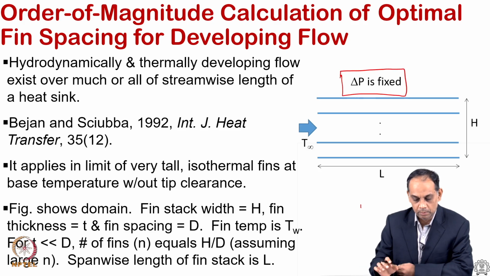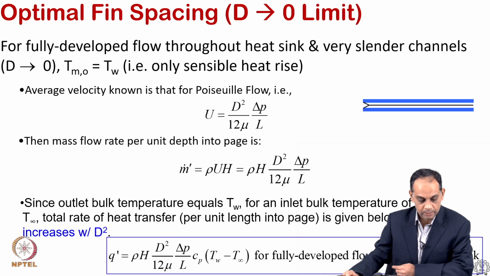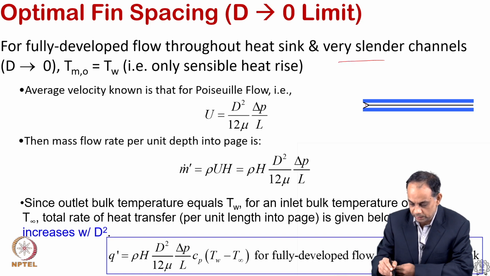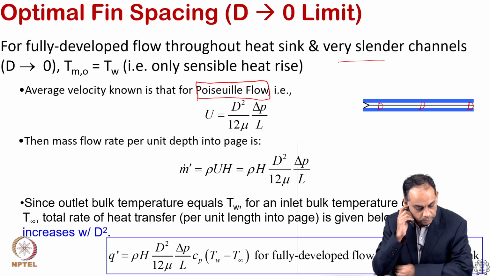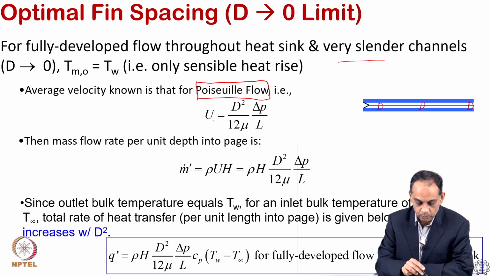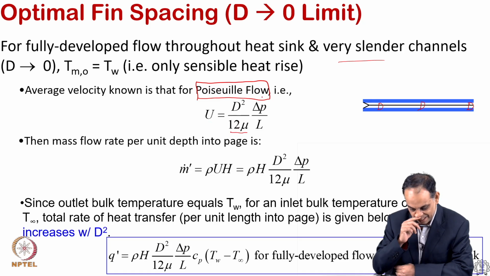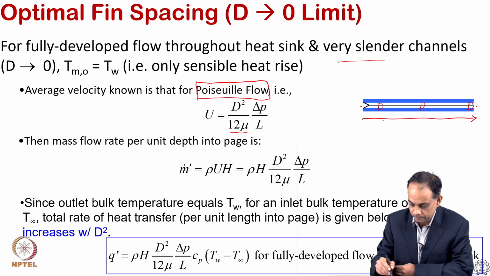We are going to develop the order of magnitude analysis for a fixed pressure drop constraint, and with that we start with the same idea that D tending to 0 is the limit of a very slender channel, that is, essentially you have a fully developed boundary layer growing all the way from the entrance to the exit. So, that is the common assumption for Poiseuille flow that one would have encountered. The Poiseuille flow velocity u is D square by 12 mu, where mu is the dynamic viscosity, times the pressure gradient, delta p, the pressure drop across divided by the length, is this.